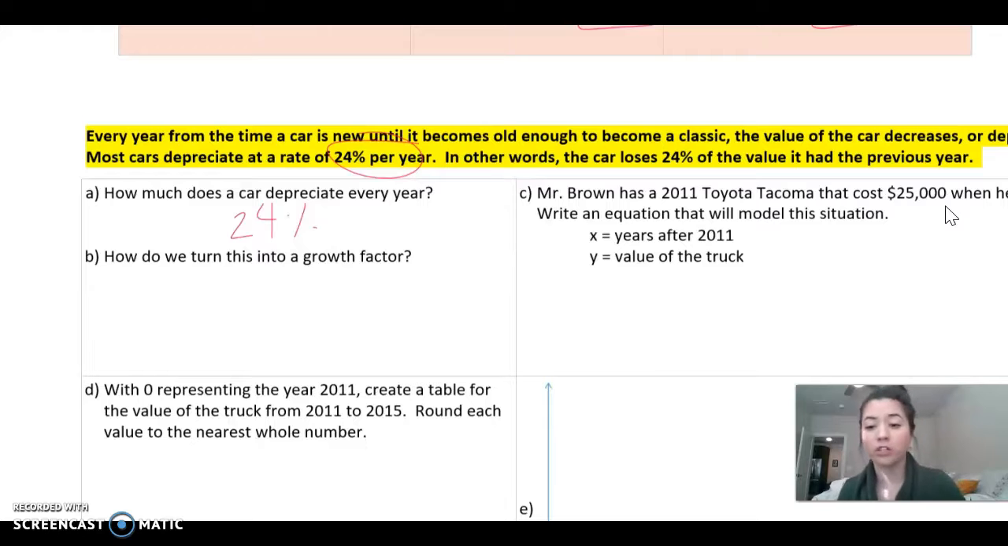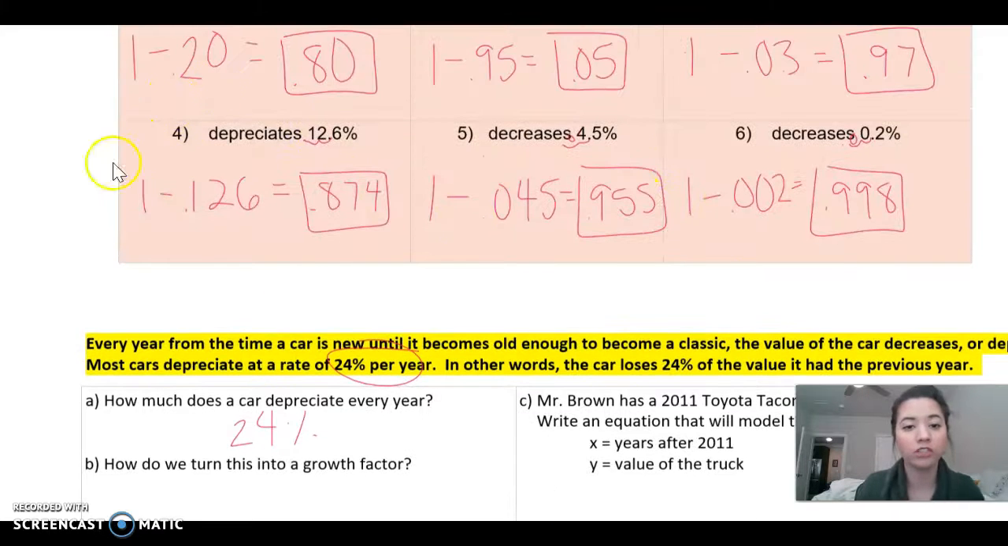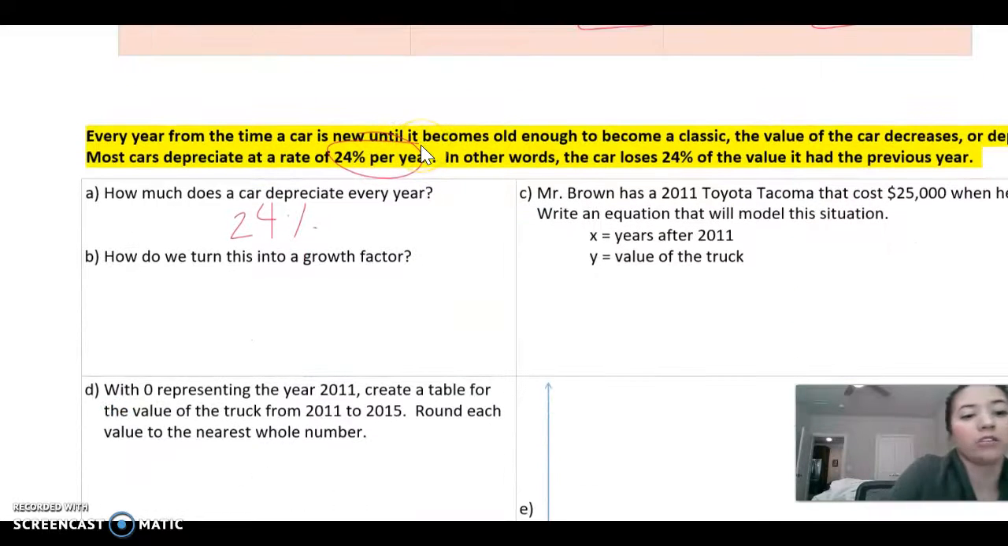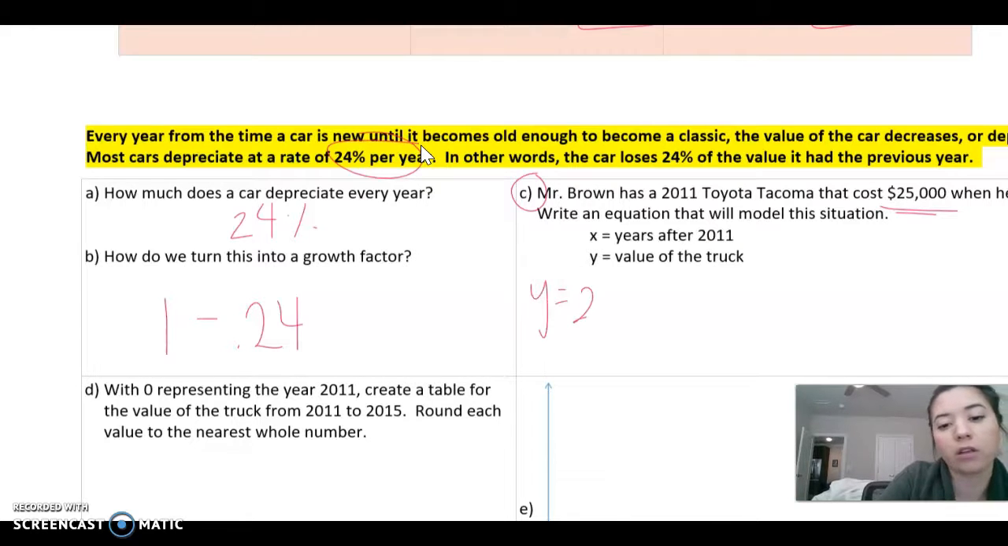And how do we turn that into a growth factor? Again, it's just what we did up here. So 1 minus our 0.24. So for creating our equation for part C, his truck cost $25,000. And to find our multiplier, we do 1 minus 0.24.